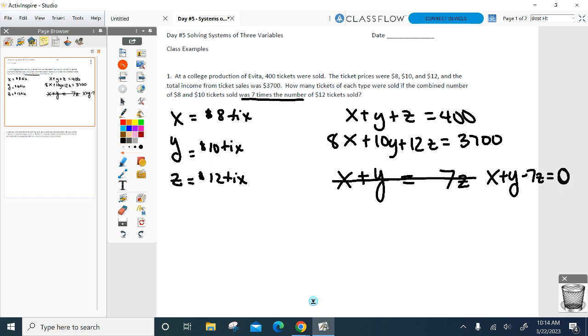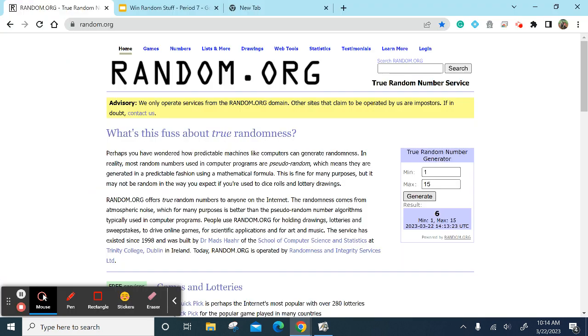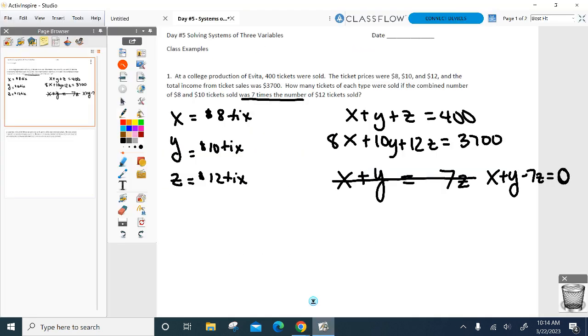variables. So I'm going to have somebody make a class decision here for us. Pick 2 of those equations for me right now. All right, 14, your job. Pick 2 equations for me. Out of the 3 of them? Yep. X plus Y plus Z equals 400. I'll take that one for sure. And X plus Y minus 7Z equals 0. All right, I figured those would be the 2 people would probably go towards.